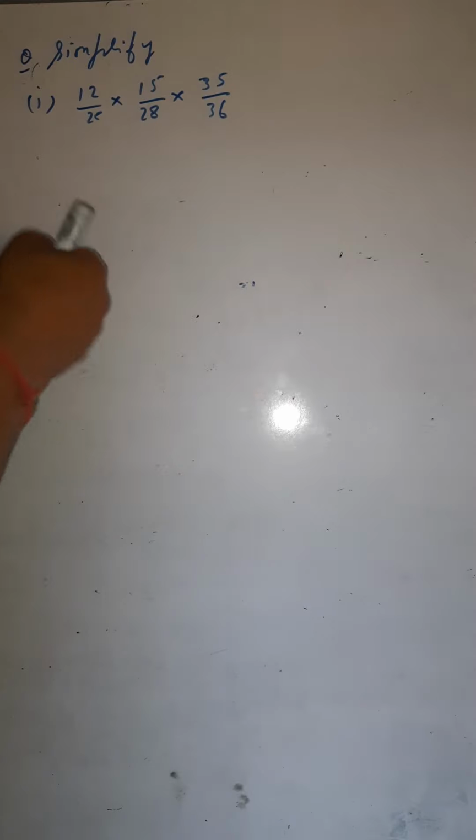Simplify. This is the question. You have to simplify this. 12 by 25 multiply 15 by 28 multiply 35 by 36. So how do you solve this one question? One way, you multiply upside all the numerators and downside all the denominators. You would get your answer.